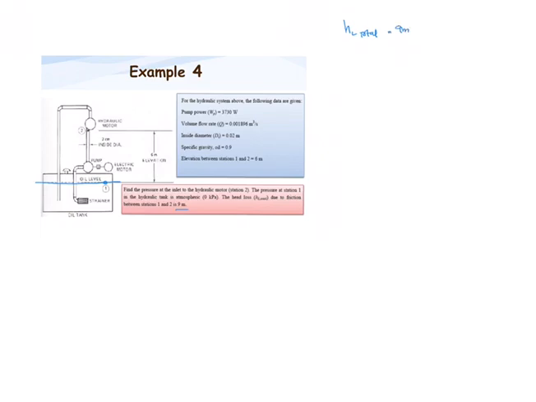Now, the first thing we need to do is write down the general equation, which we call the energy equation. P1 over gamma plus V1 squared over 2g plus Z1 plus head pump equals pressure at 2 over gamma plus V2 squared over 2g plus Z2 plus H turbine, and the last one is plus HL total.